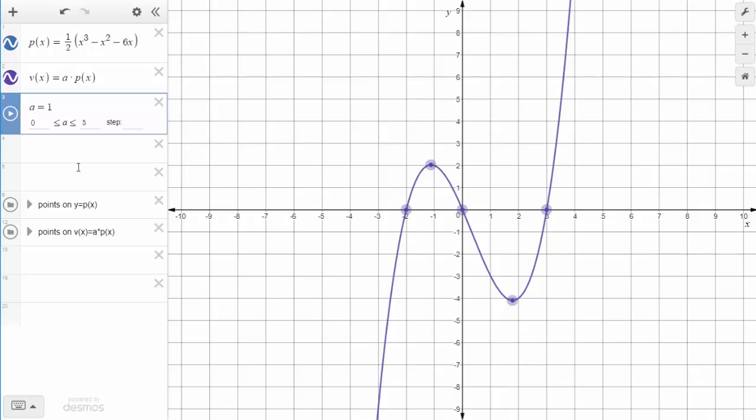Now let's go back to when a is 1, and now our two graphs line up perfectly because we aren't stretching or compressing the graph at all. We're just multiplying it by the number 1, which doesn't change it at all.